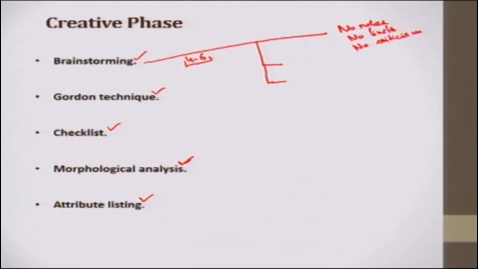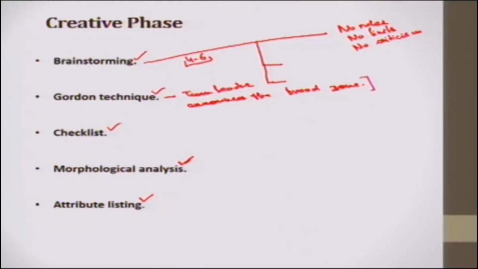Next is the Gordon technique. In the Gordon technique, there is one team leader who announces the broader function. Like he says, tell me something to make marks. People can say, to make marks use a pen, use a pencil, this is one thing, using a product. Where to make marks is not defined yet. To make marks on the ground, use a stone. To make marks on mud, use your finger.